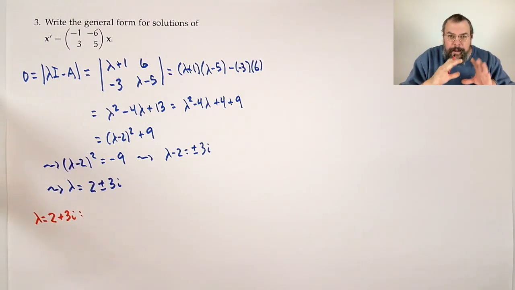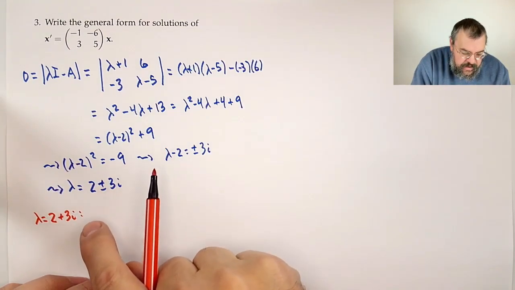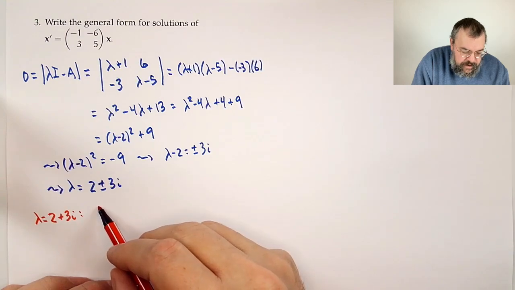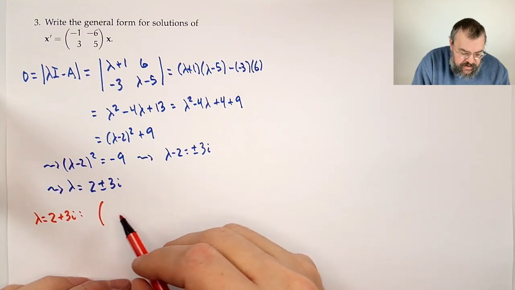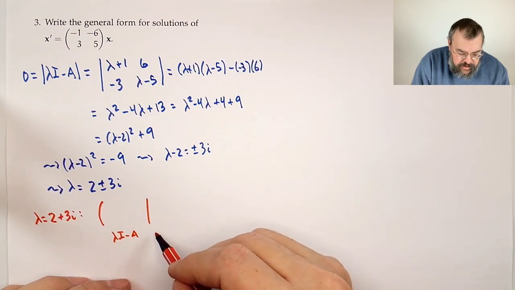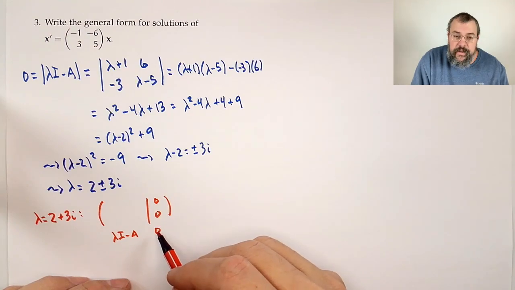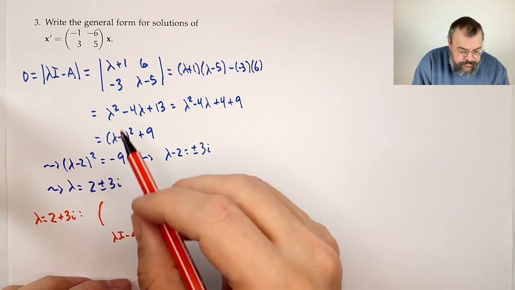Okay, come on, back to work. So 2 plus 3i, let's set up, and if you want, we can do it as the augmented matrix where you have lambda I minus A, and then over here you have 0, and so you get your zeros. 0 here being the 0 vector.